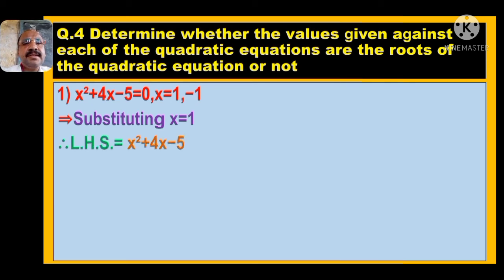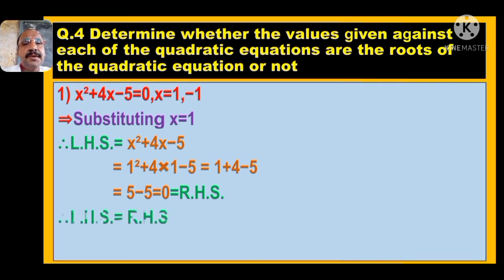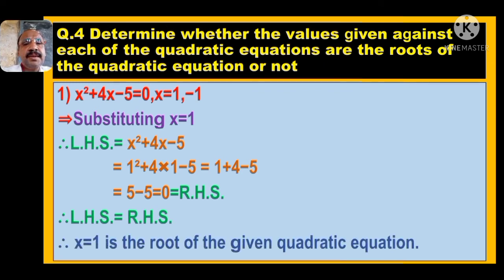Left hand side is equal to x square plus 4x minus 5. After substituting x is equal to 1, the equation becomes 1 square plus 4 into 1 minus 5, which is equal to 1 plus 4 minus 5, which is equal to 5 minus 5 is equal to 0 is equal to RHS. Therefore, left hand side is equal to right hand side. Therefore, x is equal to 1 is the root of the given quadratic equation.